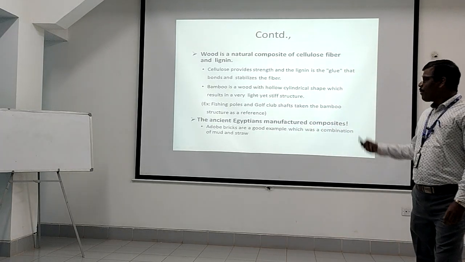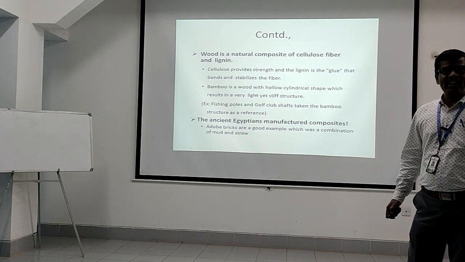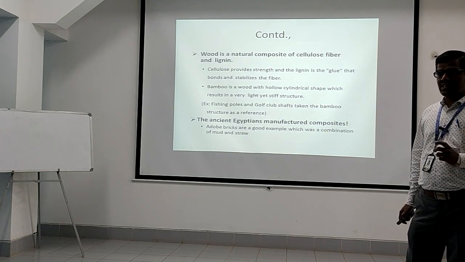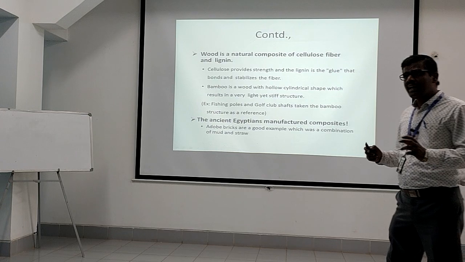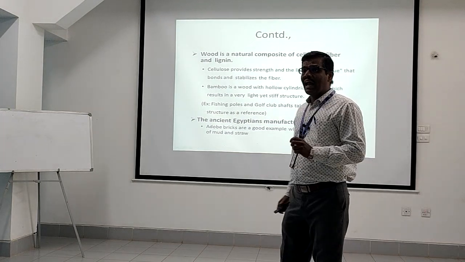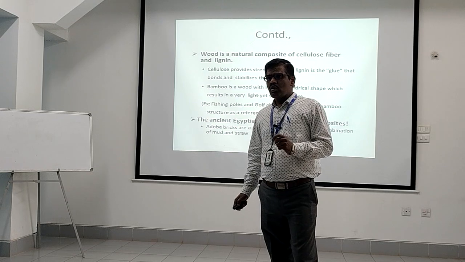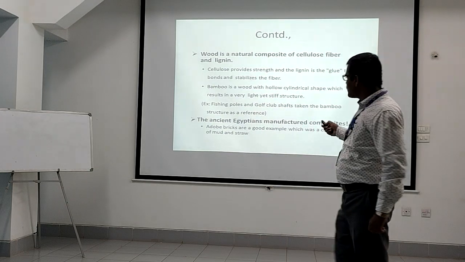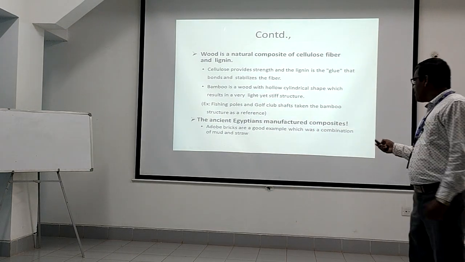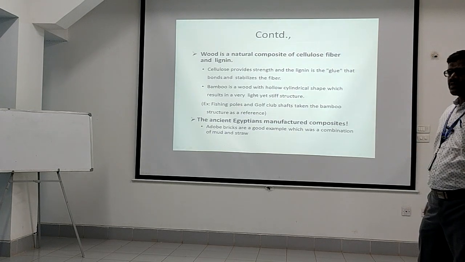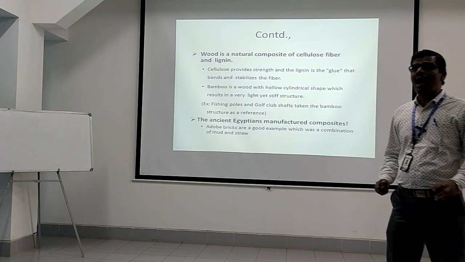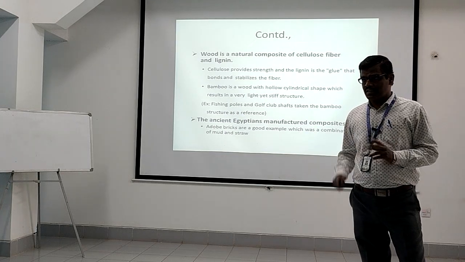The second example is bamboo. Bamboo is a wood, and it has a hollow cylindrical structure. Because of this hollow cylindrical structure, it is light in weight yet a stiff structure. For designing and developing fishing poles and golf club shafts, they have taken the bamboo structure as a reference.